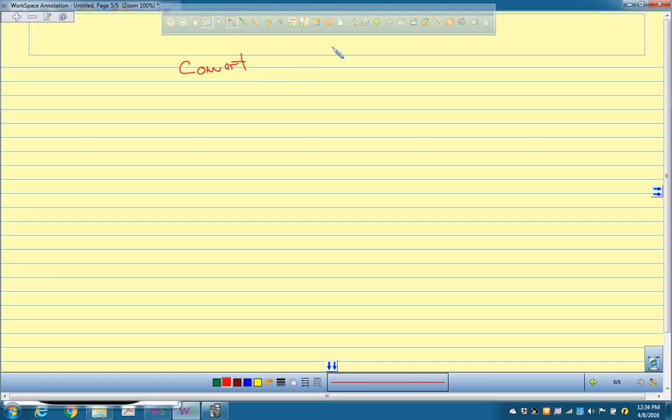So convert 3 comma negative root of 3 to polar form.